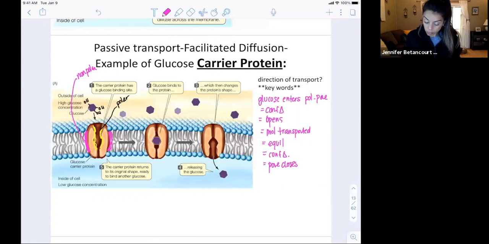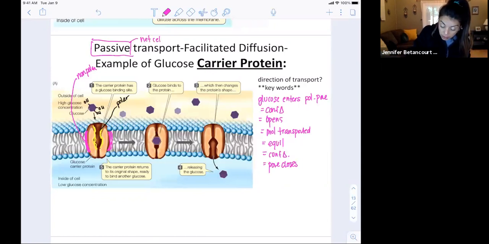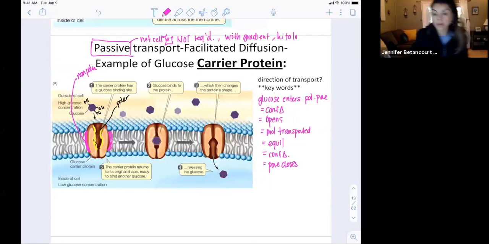Again, just to remind you, this is passive transport. Passive transport means, don't forget, whether it's simple or facilitated, that net cell energy is not required. And molecules are traveling with their concentration gradient, from high to low. All right, that's passive transport.